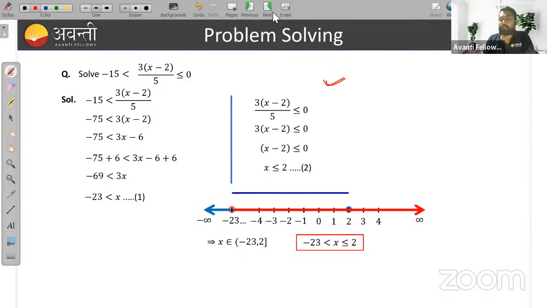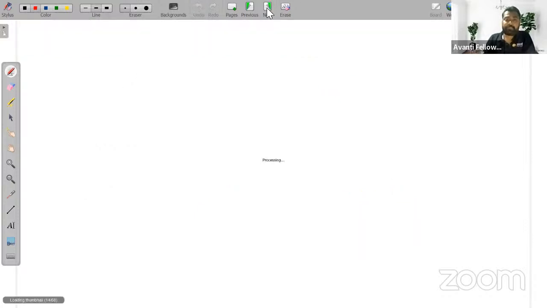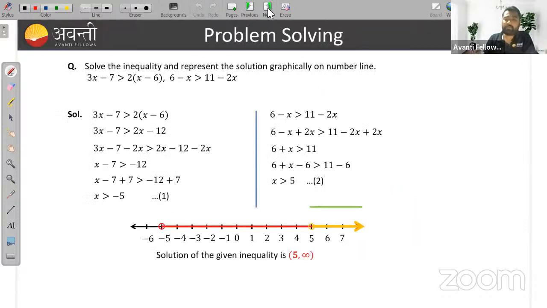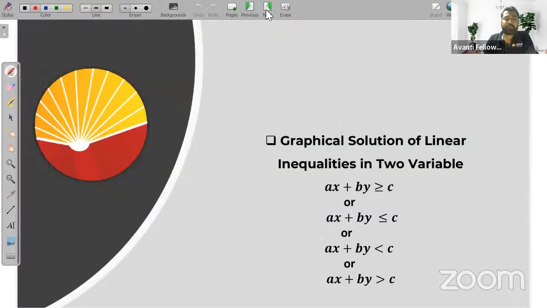So this is the way how can we solve linear inequality graphically or algebraically. First we are solving it algebraically, then we are representing it graphically also. ठीक है. Sure. This is another question. We have solved all these questions. Okay. Let's move. Okay. So this is important.